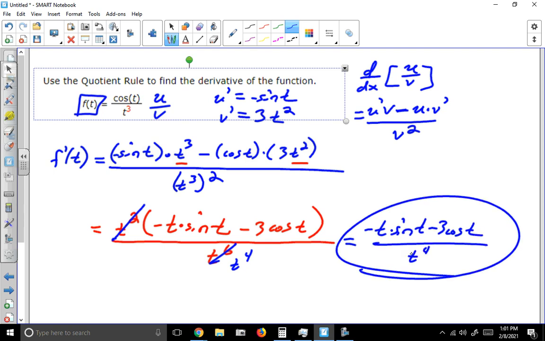And other than taking a negative out, there's nothing else we could do to simplify that. No common factors on top. No like terms to combine. So that's as far as we can go. That's our derivative of that quotient.